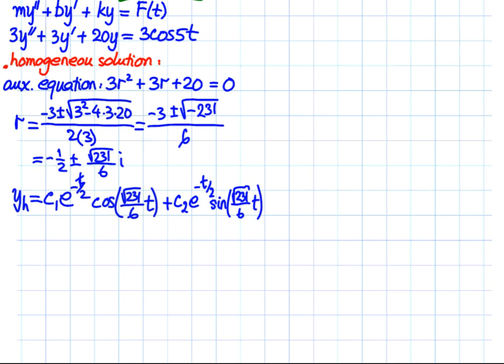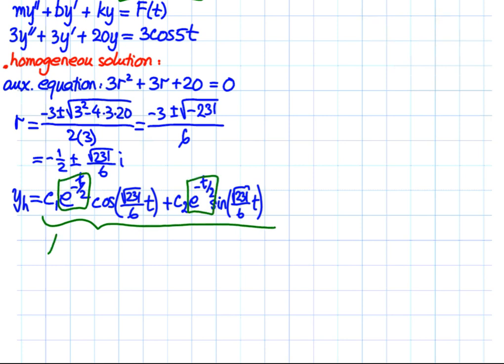Now, note that the problem did not ask us for the general solution. The question asks us for the steady state solution. So in that case, let's focus on that. First, we have this homogeneous solution, and now focus on the e to the negative t over 2.